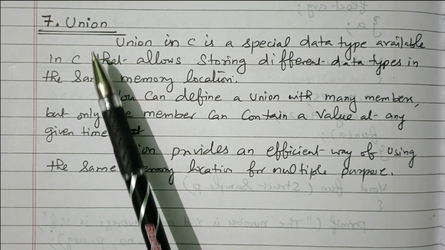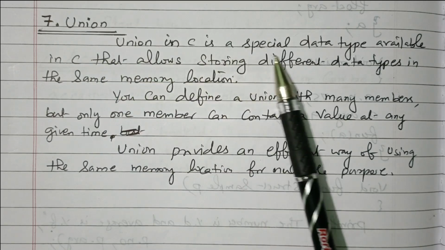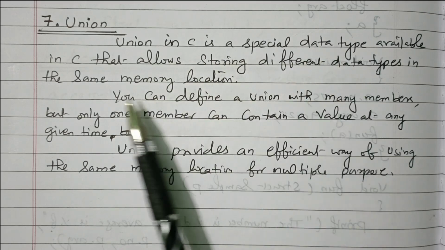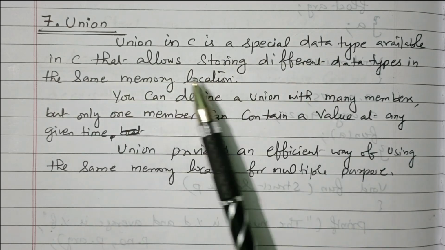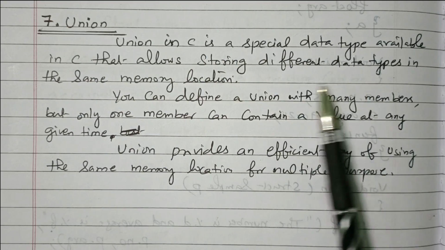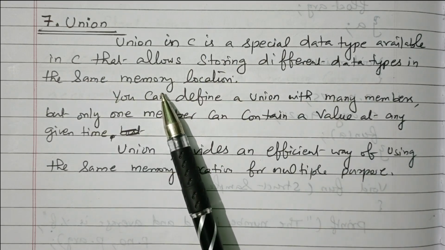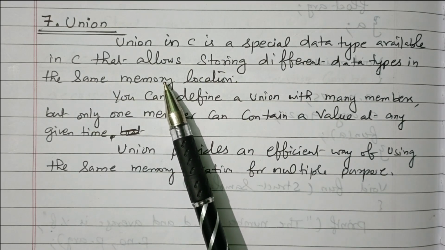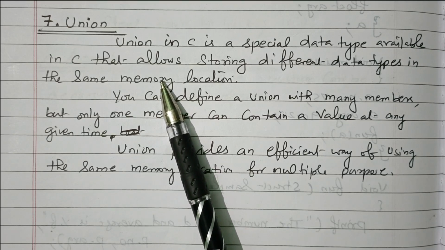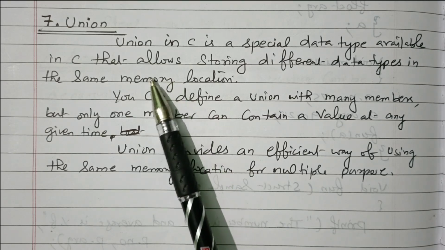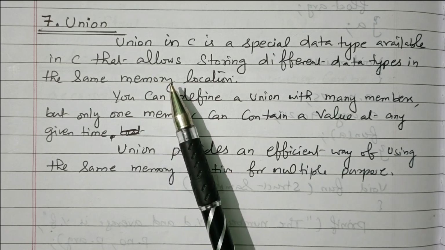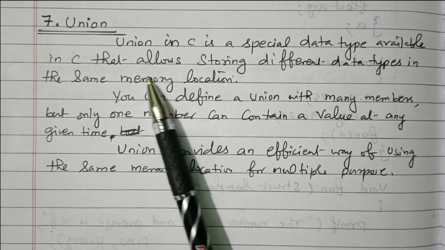Union in C is a special data type available in C that allows storing different data types in the same memory location. In structure, different memory locations will be allocated. Here only one memory location will be allocated. The data are overwritten, so we can manage the memory space while using the union. Very frequently used data, we can use the union.